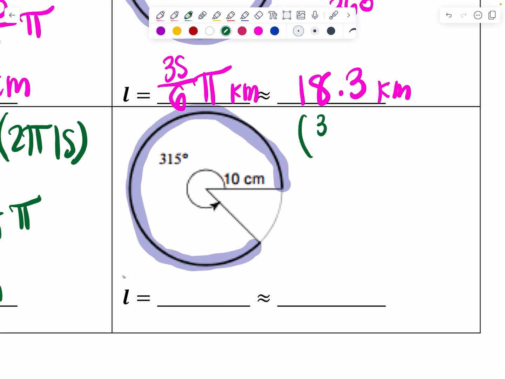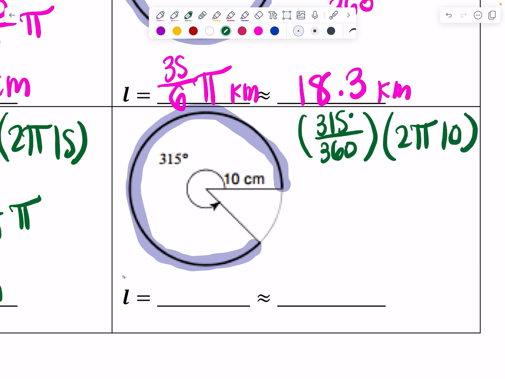Okay, now we're working with 315 degrees out of 360. That's the measure of the arc. We're going to multiply that by the circumference, which is 2 pi r. So 315 times 2 times 10, 6,300 over 360 pi. Let's see what that reduces to. So divided by 360. Ooh, 17.5 pi.